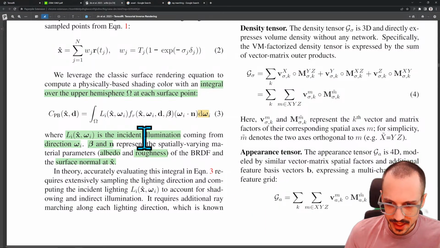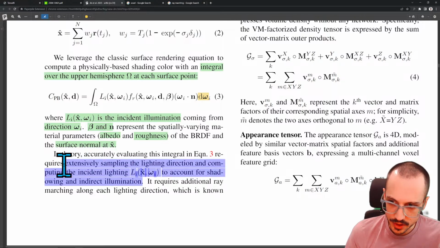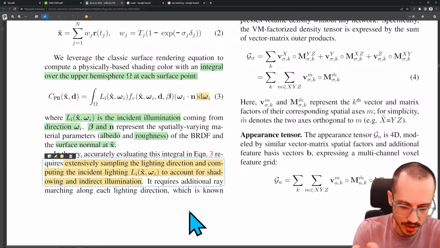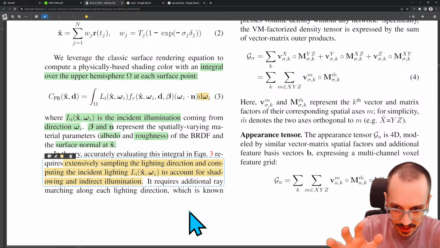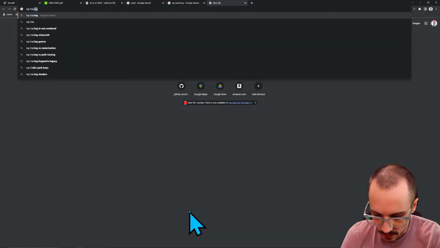In theory, accurately evaluating this integral in equation 3 requires extensively sampling the lighting direction and computing the incident lighting to account for shadowing and indirect illumination. Yeah, and when you see a video game that advertises ray tracing, what do you get from that? What you get from a ray tracing video game is very good shadows. Like the shadows of your character are basically real. Ray traced lighting.